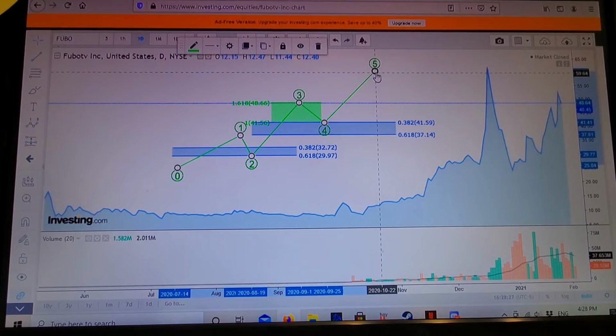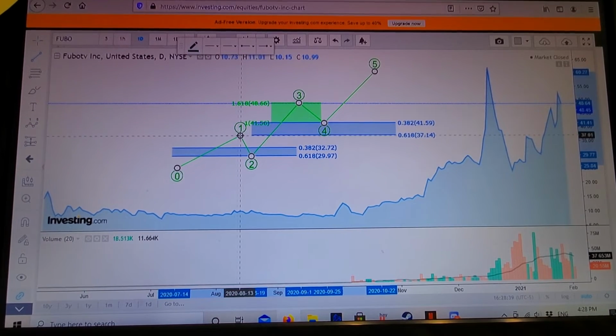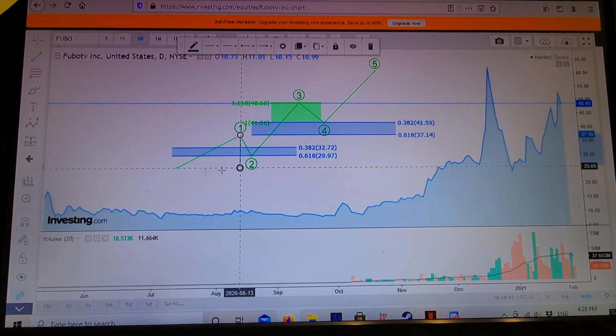And then wave 5 is basically an easy measurement. It's usually, as I understand it, just the height of wave 1. So that height there. So if I take a line tool, I'll click on the top of 1 and pull down to the base of 1, that height.